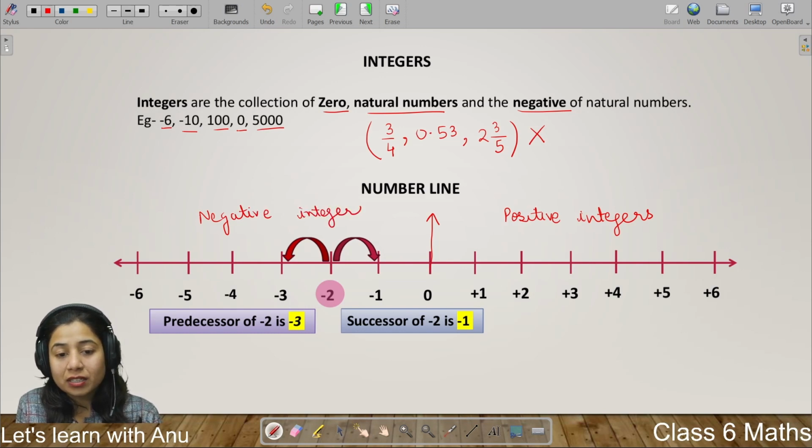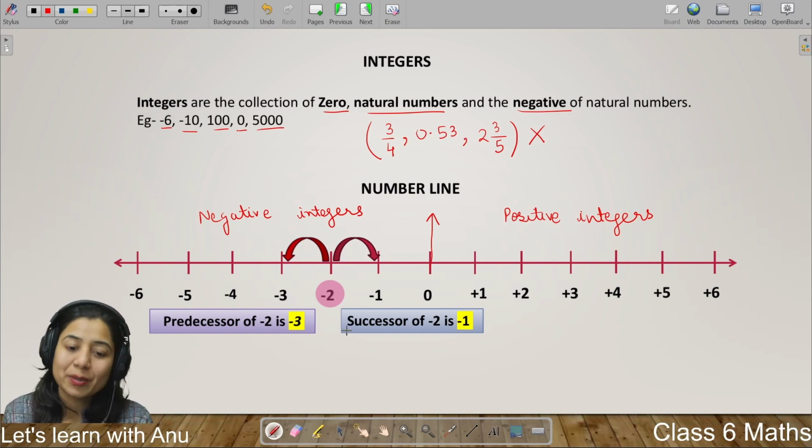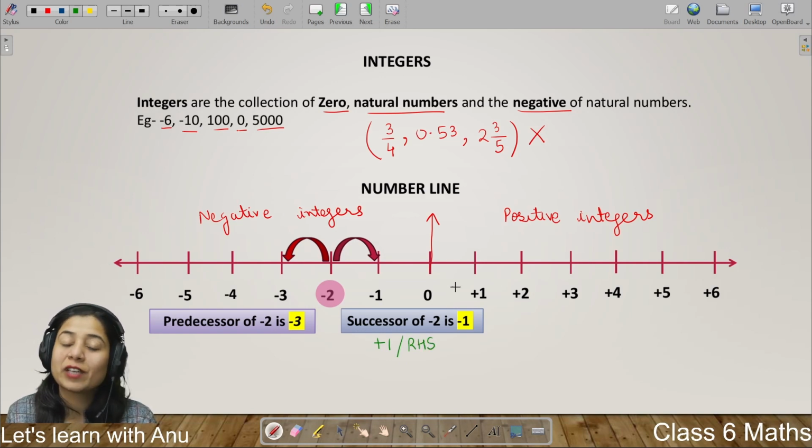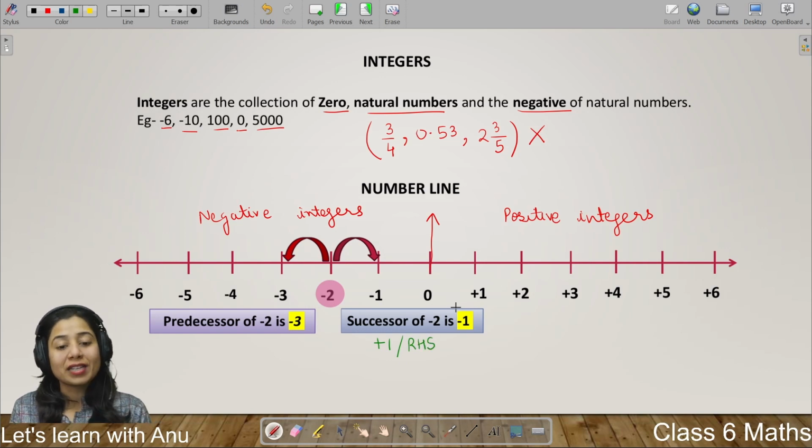Then we have the other two terms, successor and predecessor. Successor is, class, when we add 1 to the given number, or a number lying immediately on the right hand side of the given number gives us the successor. For example, we have -2. If we add 1 to this number, it will give us -1. Also, it is lying on the immediate right of the given number, right?